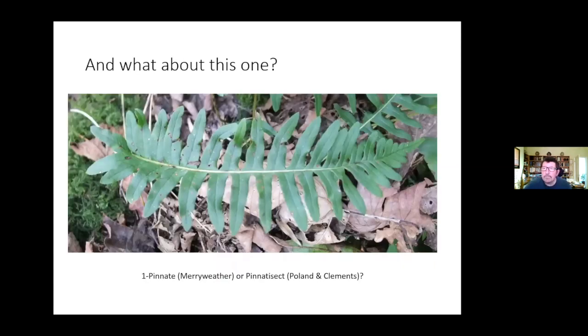So again, we can carry on with this. This is one which Merryweather would describe as unipinnate, but Poland and Clement will describe as pinnatisect, because again, it has these little bits of tissue between these pinnae, and he considers these to be simply lobes in a leaf. Now, I know this is very complicated, difficult to get your head round.